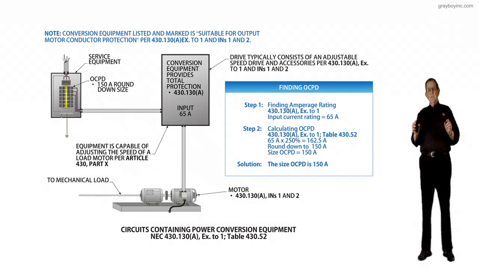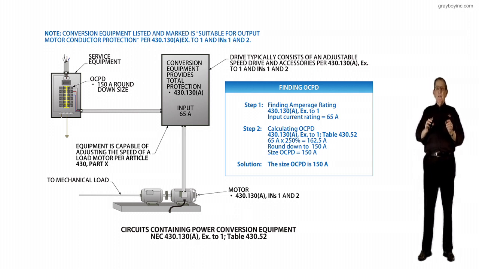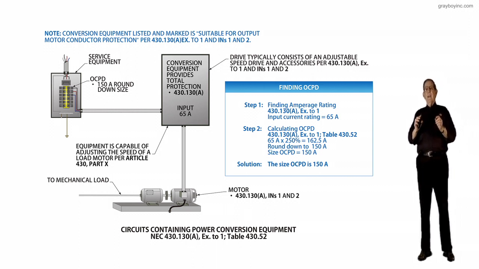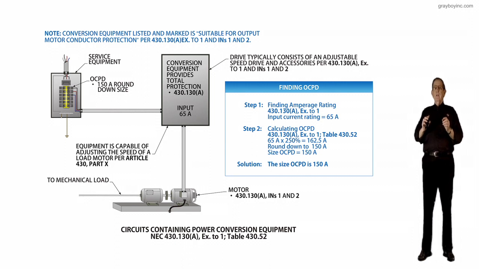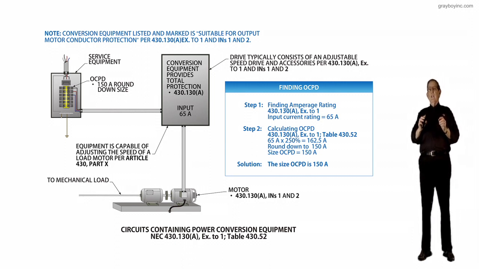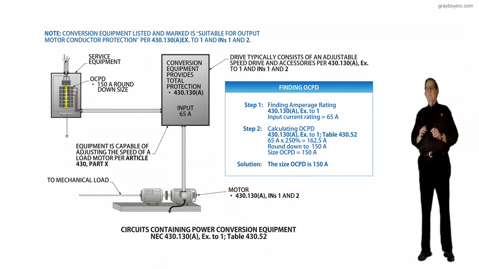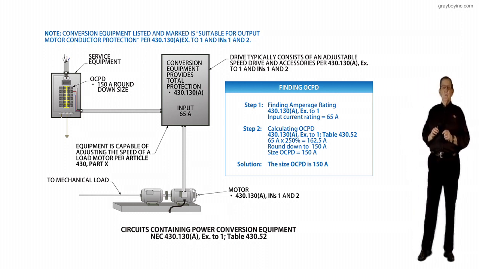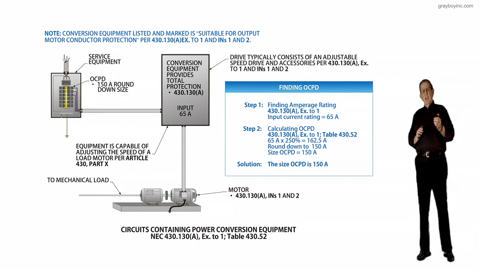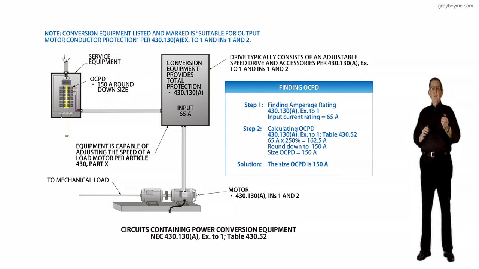This illustration deals with circuits containing power conversion equipment in compliance with NEC 430.130A, exception to 1. Table 430.52 is also included here that you need to reference. Now, the purpose of change is a new exception has been accepted.